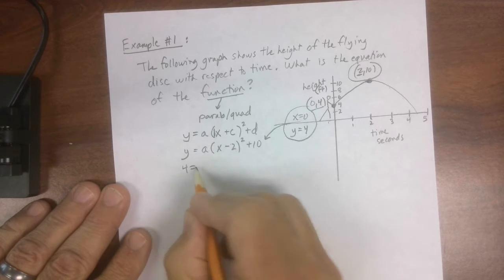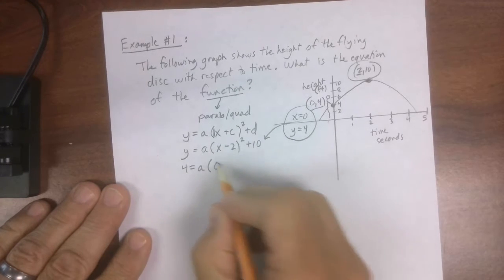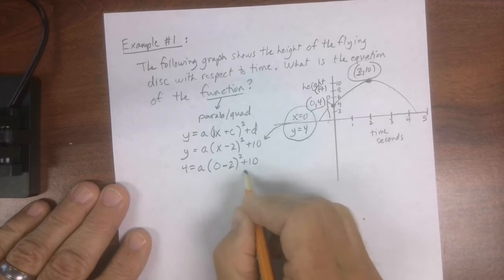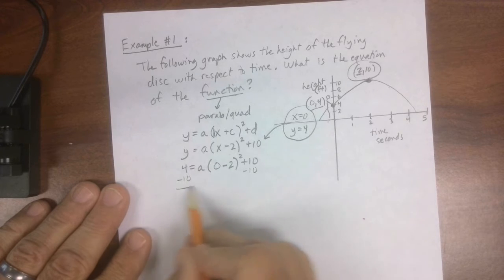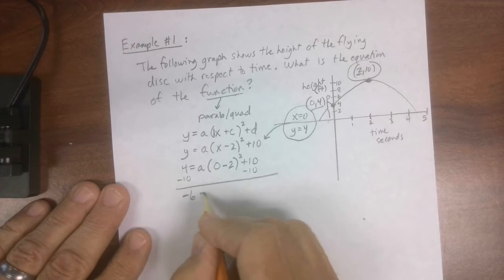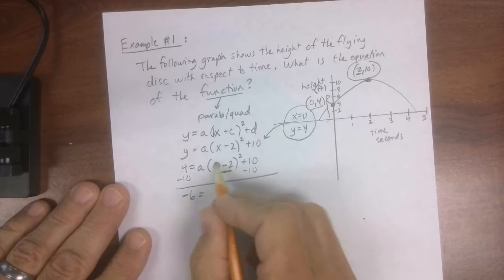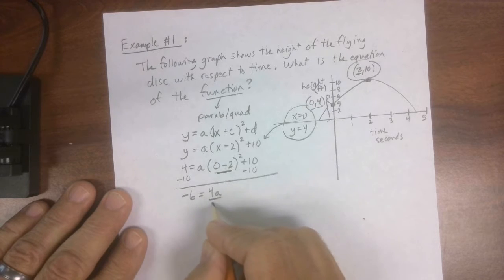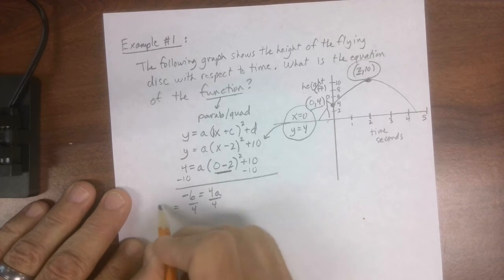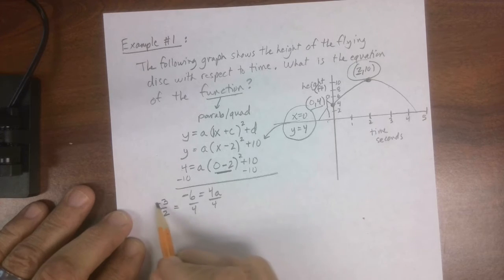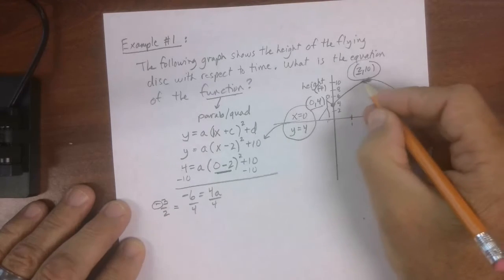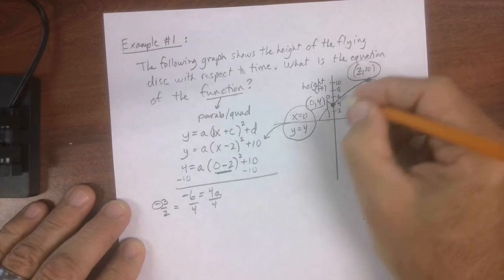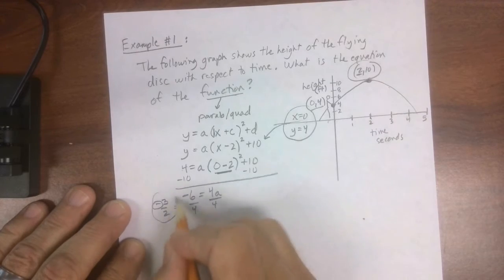So y equals a times x, my 0, minus 2 squared plus 10. I'm going to get rid of that 10 over there. 4 minus 10 is negative 6. Negative 2, remember PEMDAS, we have to do whatever's in the parentheses first. Squared is 4. And negative 6 equals 4a, divided by 4 on both sides. Simplify that, we get negative 3 halves. The negative makes sense because notice, it's been reflected. Our normal parabola would open upward. This is opening downward. So that makes sense.